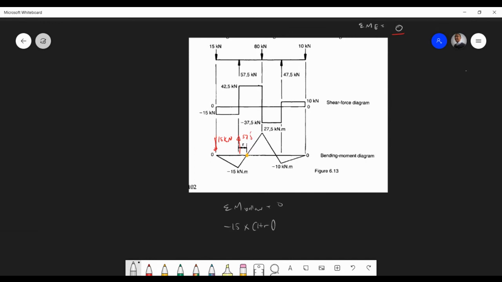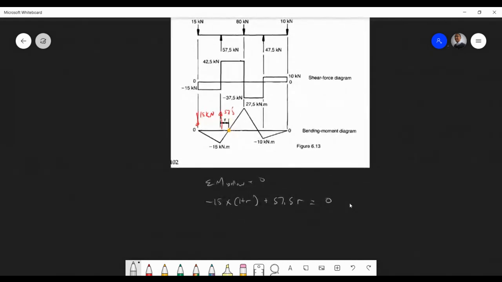Okay, and then we have plus 57.5 times R, that equals 0. Do you guys see that? You're taking moments at this point R. Students, it's very important for you to let me know if you're able to get this or not. This is extra marks. As a question, you can also say then that it's 15 times X, and then 57.5 times X minus 1. Can you do that?